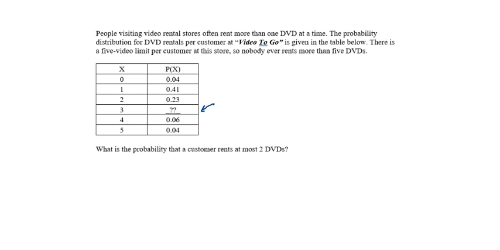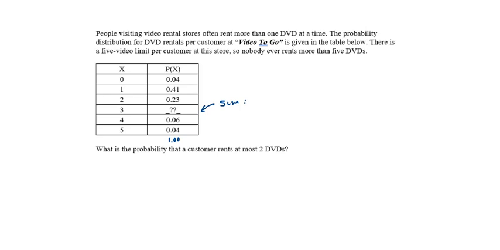Well, one thing that we should note is that all of the probabilities in any probability distribution table should add up to 1.0, or 100%. Clearly, what we have to do right here is to sum up all of our probabilities, 0.04, 0.41, 0.23, 0.06, and 0.04, and subtract that from 1. So first of all, let's get the sum of our probabilities for 0, 1, 2, 4, and 5.